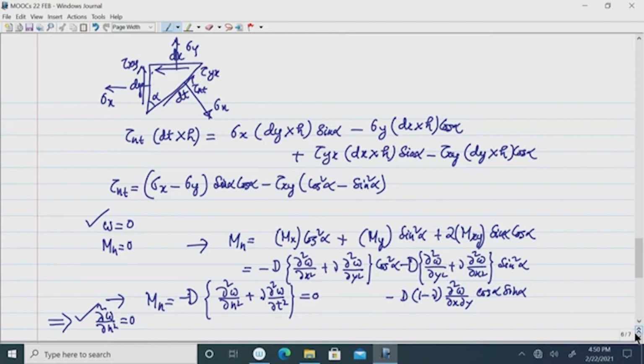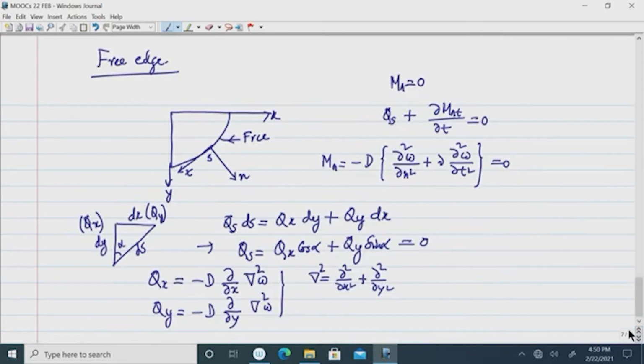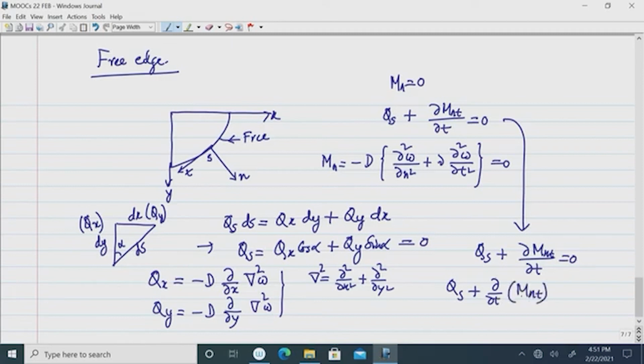Okay. So, that is possible, and based on that we can write the second equation, that is this equation, only knowing this operator. So, q s plus del m n t del t equal to 0. q s we have substituted whatever we got here, and d by dt into m n t. Okay. Now, d by dt is an operator, which is actually found from this.